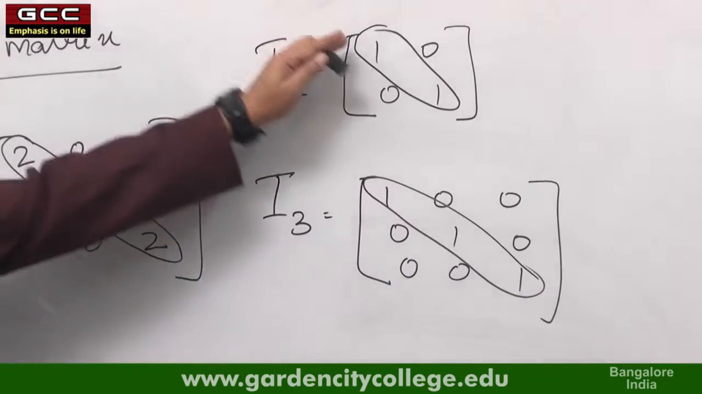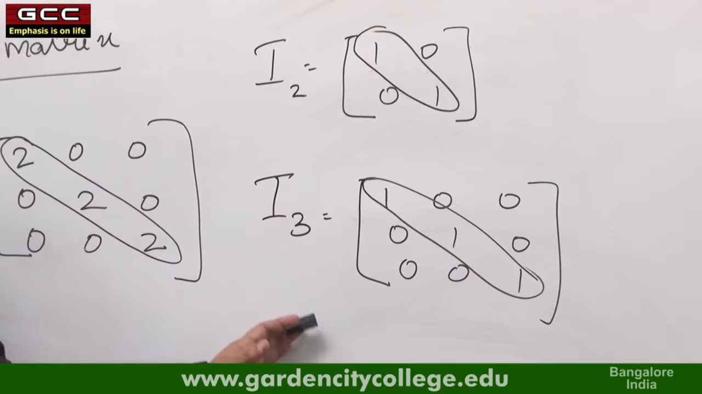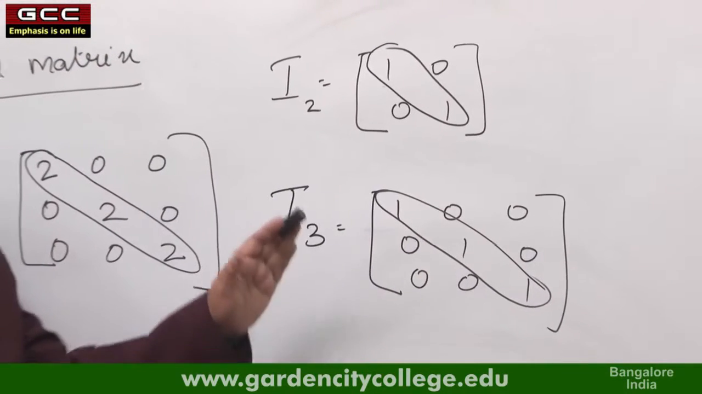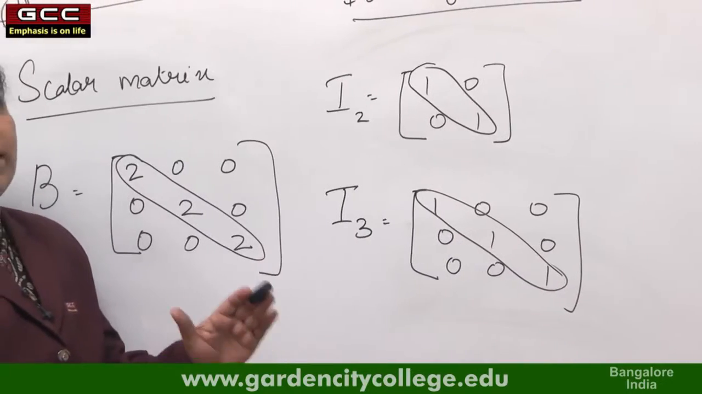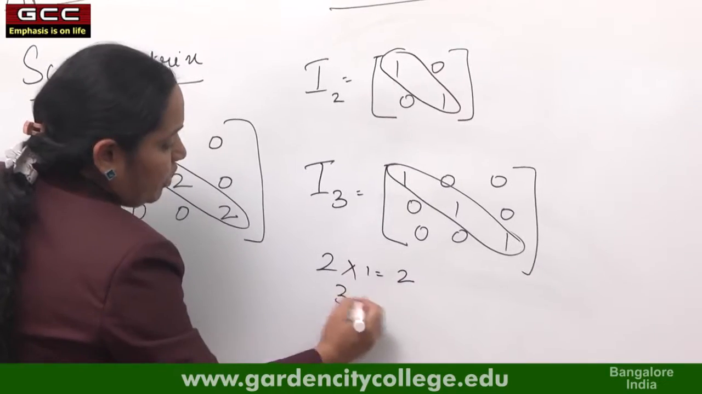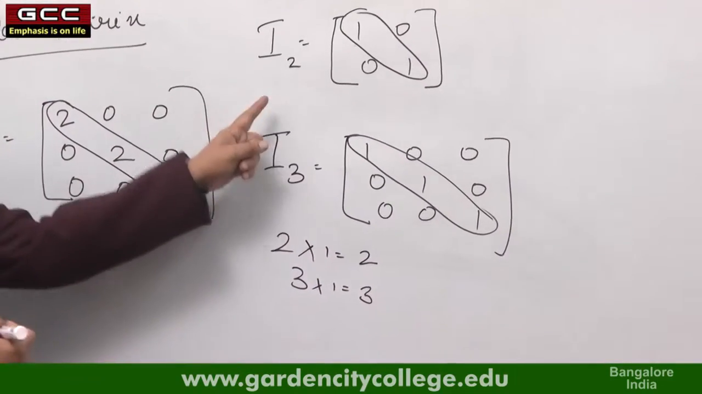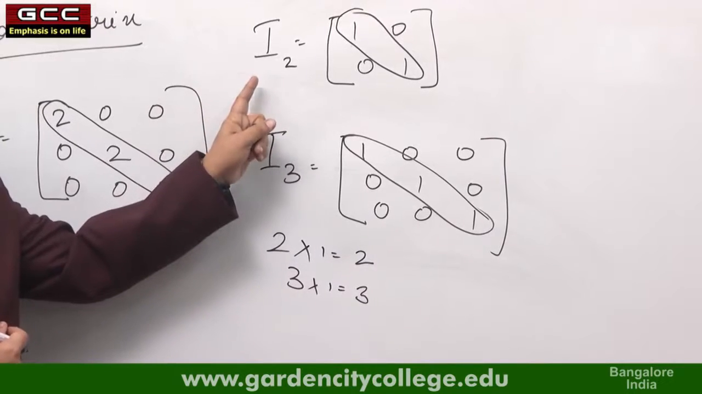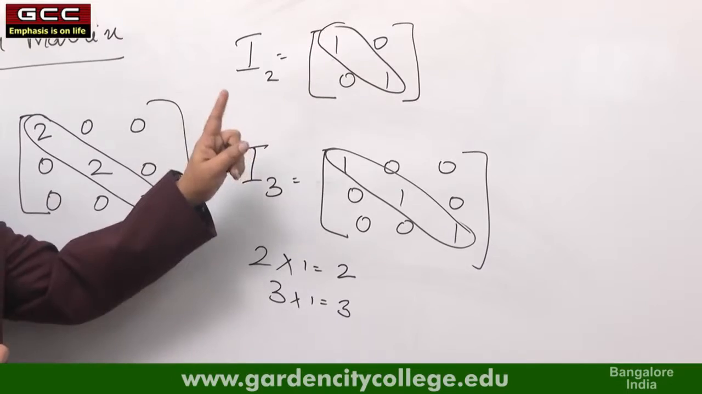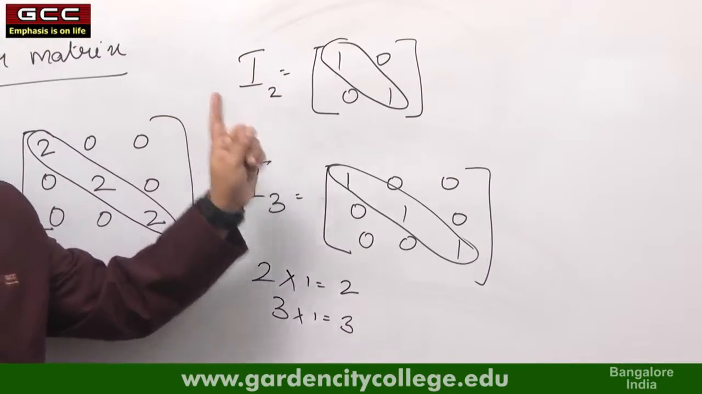This identity matrix is a very unique matrix because it is like the identity element 1. When you multiply the identity element 1 with any other number, you will get the same answer. For example, 2 into 1 is equal to 2, 3 into 1 is equal to 3. Similarly, as the name says, when you multiply this identity matrix with any constant or any other matrix, you will get the same matrix. That is why it is called the identity matrix.